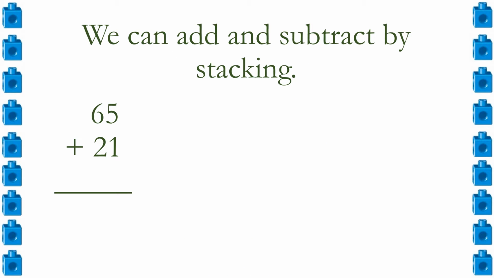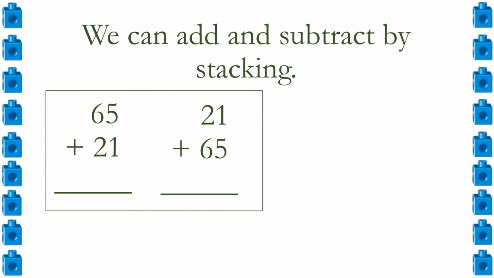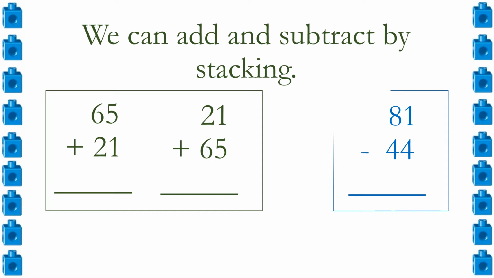Now we can do it to add and to subtract. So we can add 65 and 21. We can also add 21 plus 65. It doesn't matter because we can add in any order. And remember what that's called. That's the commutative property. However, when we do subtraction, like this one, 81 minus 44, the biggest number must be on top. We have to remember that very important rule.